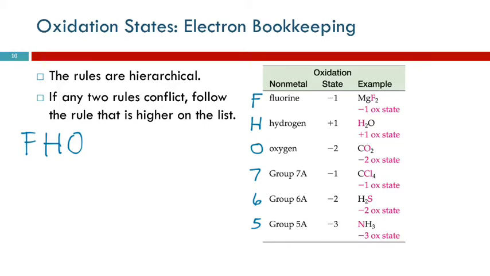I won't give you this table on an exam. So think of noodles. Pho. FHO 765. That's the order of priority. Fluorine gets first choice, then hydrogen, then oxygen, then somebody in group 7, group 6, group 5. That's how you remember the order. You remember the oxidation state because the oxidation state is the same as the charge it would have if it was an ion. It's not an ion, but that's what it would like to have.